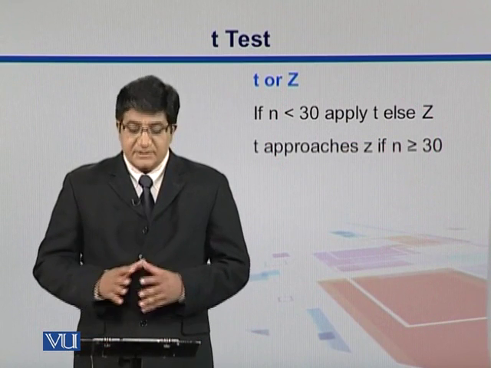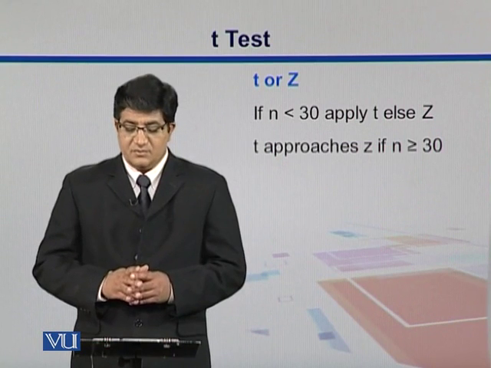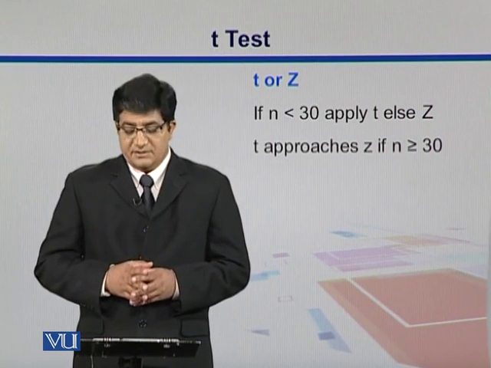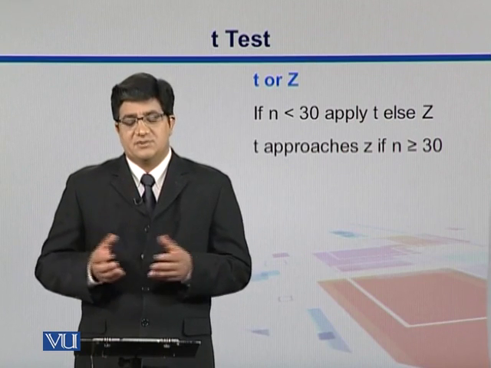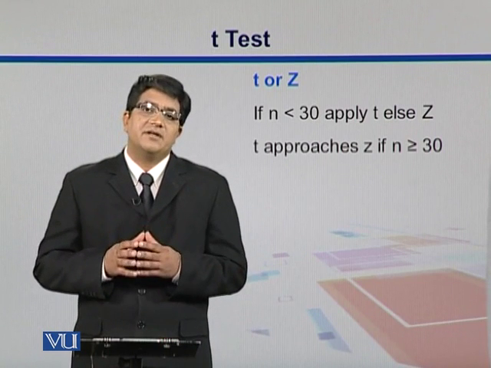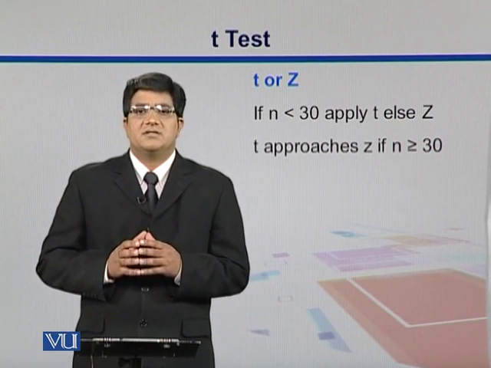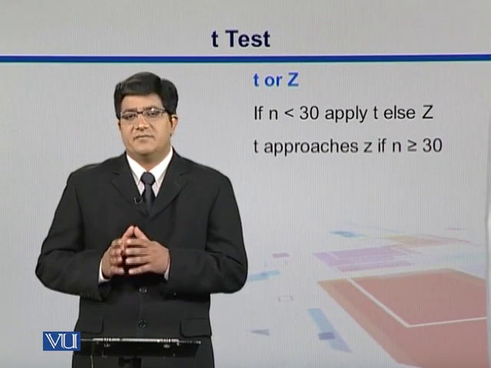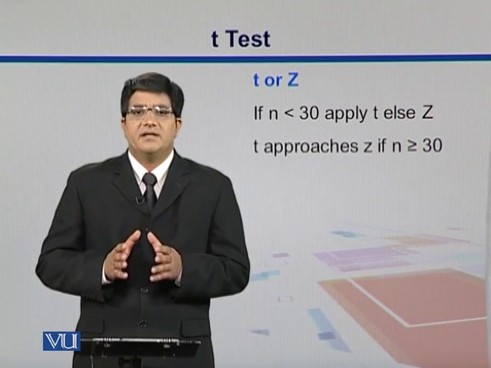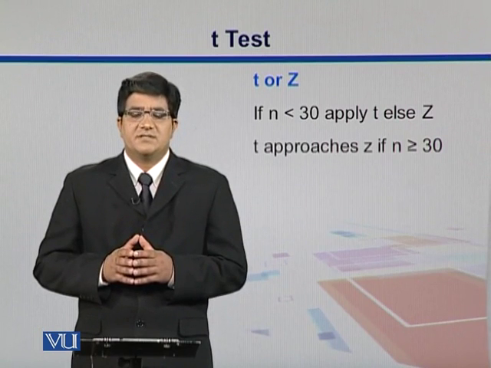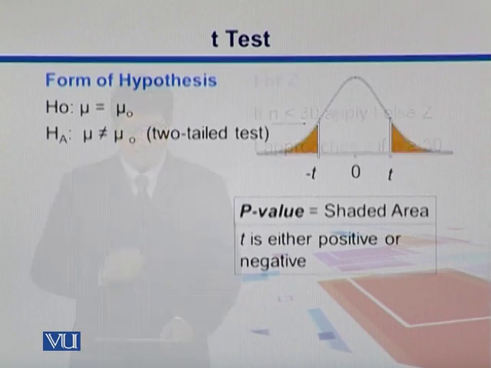Where should we use t or where should we use z? If the sample size n is less than 30, we should apply t, else we can use z. Since in these microarray studies or RNA-seq studies we cannot afford so many replicates, our sample size may be 3 or 4 or 5, and rarely 30 or above. So most of the time we are using these t-tests, these t-distributions.